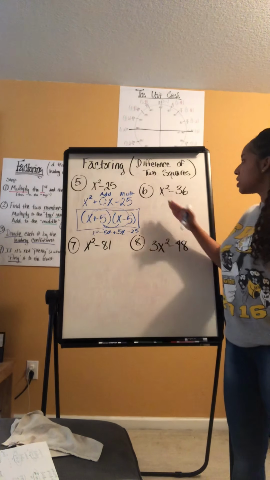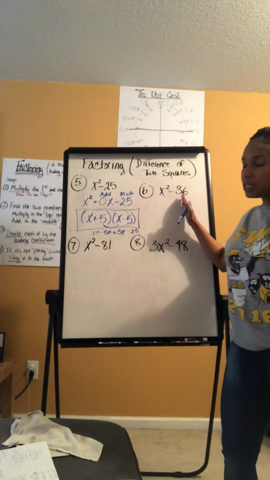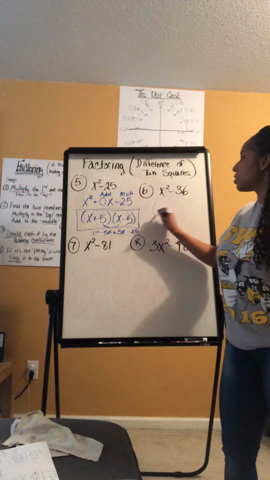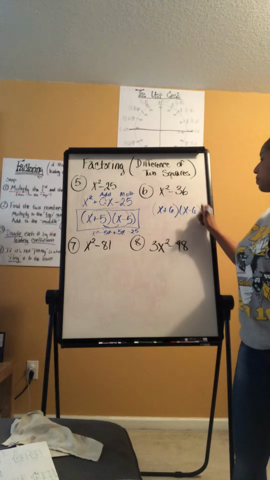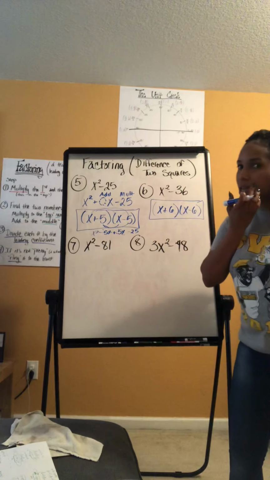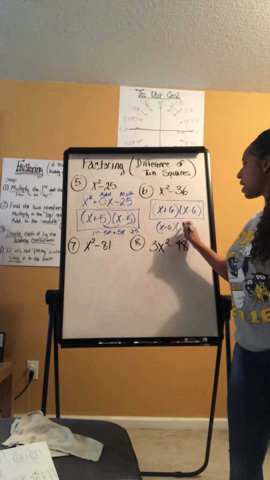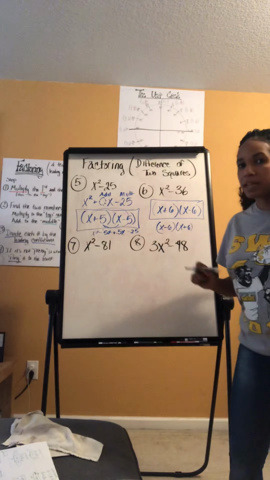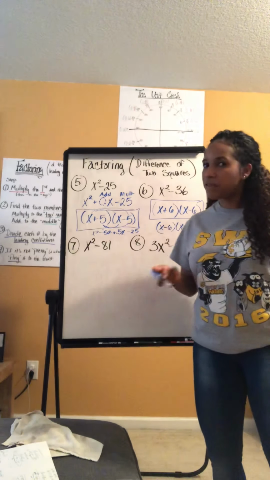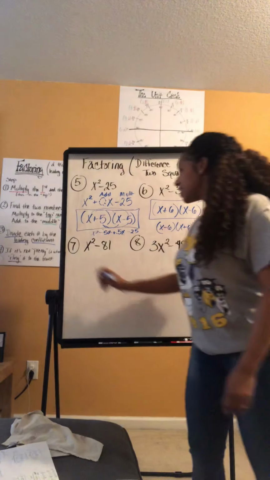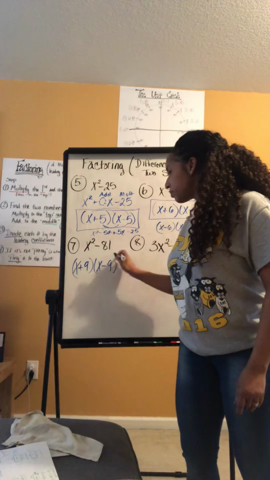So in the same instance, if I have an x squared and a 36, x squared is x times x, 36 is 6 times 6. So this could be an x plus 6 times an x minus 6. And that is the factored form. And again, like I said on the last video, it doesn't matter which you have first. If you wanted the x minus 6 first and then the x plus 6, that is fine as well. X squared minus 81. 81 is a perfect square of 9. So this is an x plus 9 times an x minus 9.